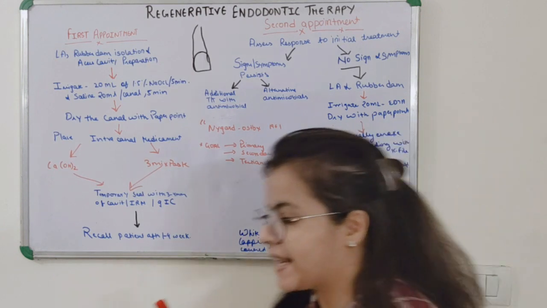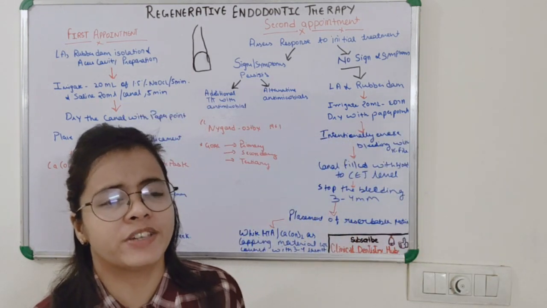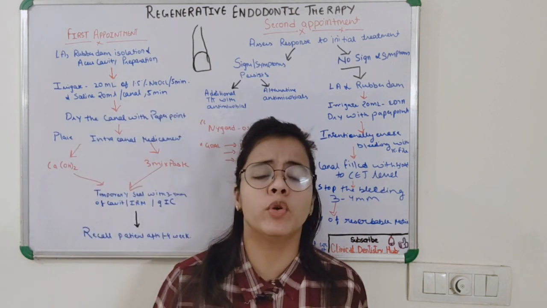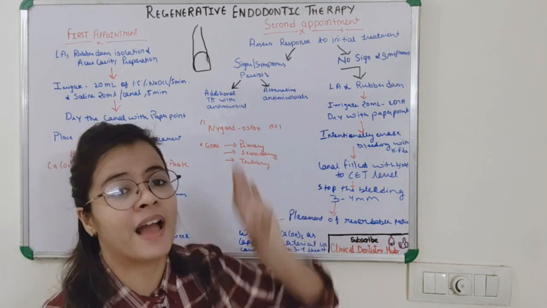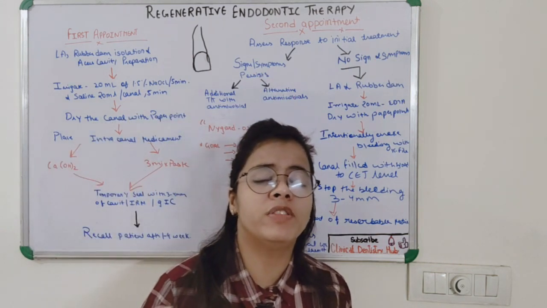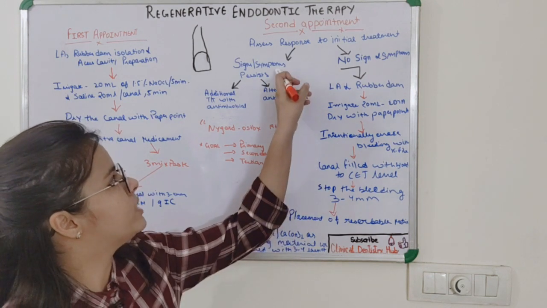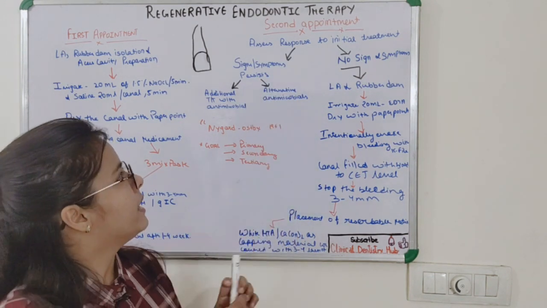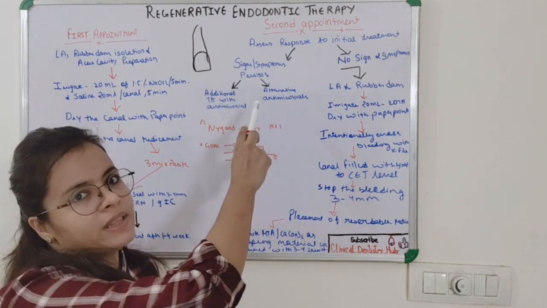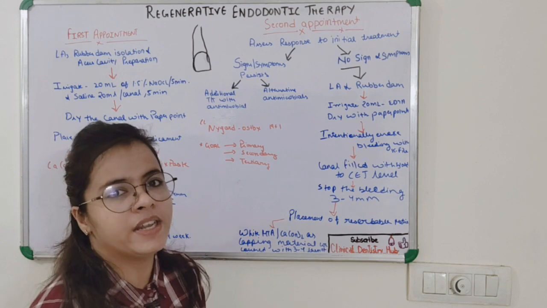So now in the second appointment, what do you have to check? You have to check the response of the patient. Like in the first appointment, the patient came to you with tenderness. Now you have to check whether the patient has any sign or symptom of the previous condition or not. That means you have to check if sign and symptom is persisting or not. If sign and symptom is persisting, what do you have to do? You have to do additional treatment with the antimicrobial.